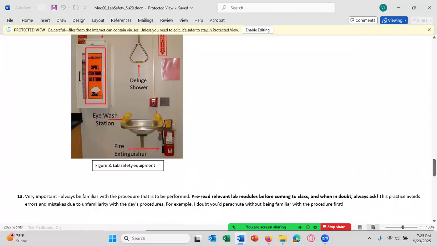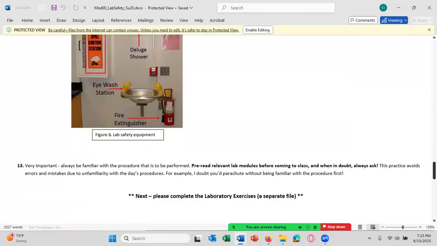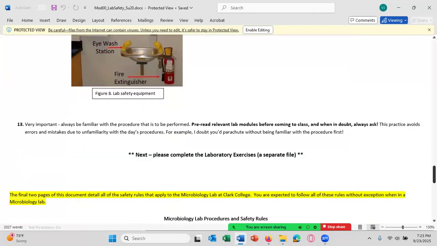The deluge shower, by the way, puts this water on the floor. We do have a drain in the floor, but it'll obviously get the floor wet. So try not to use it if you ever have the inkling. Obviously, if you need it, use it.